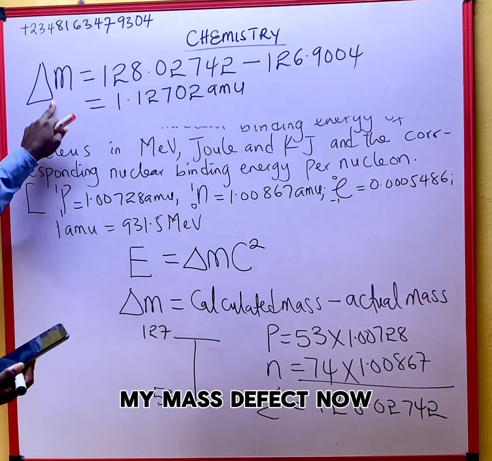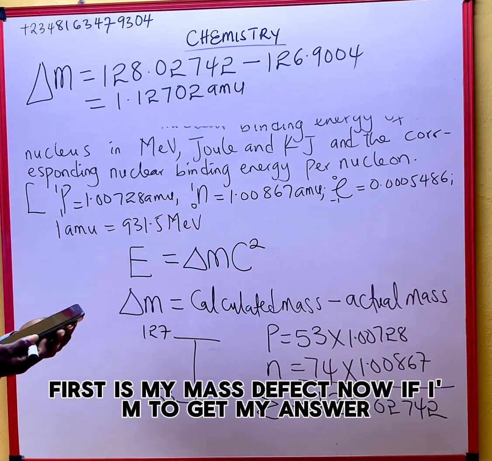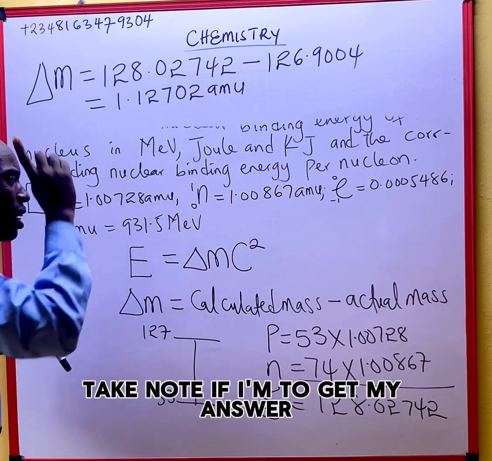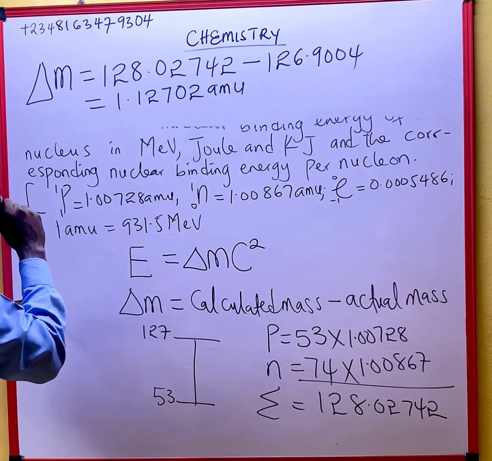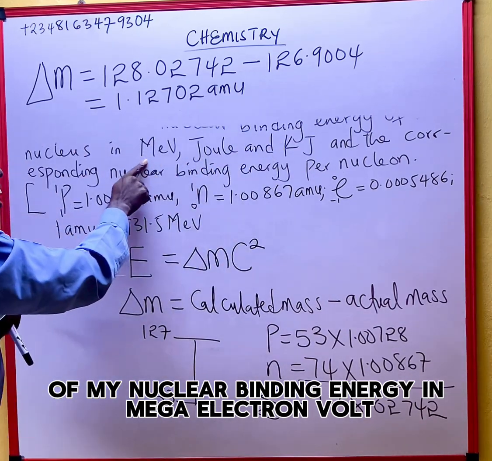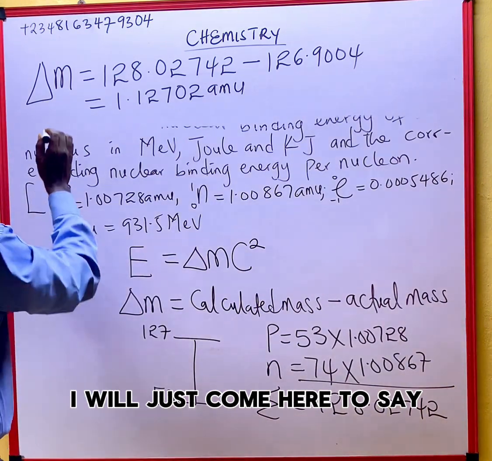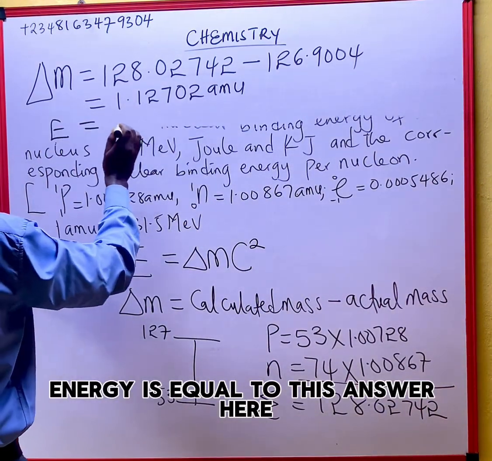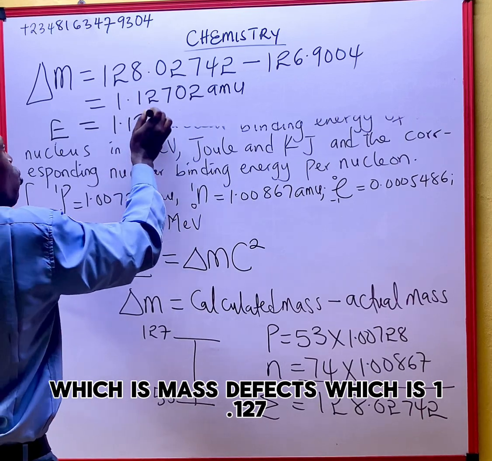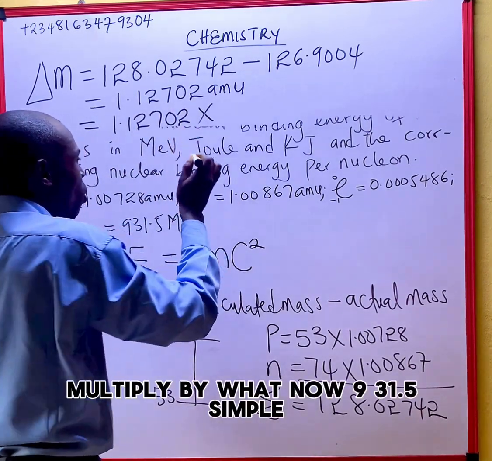Now, this is what I have gotten here. My mass defect now, which is the most important of them all, first is my mass defect. Now, if I'm to get my answer of my nuclear binding energy in mega electron volt, which is the easiest, what do I do? I will just come here to say energy is equal to this answer here, which is mass defect, which is 1.12702 multiplied by what now?